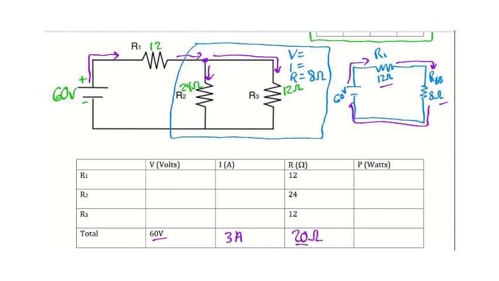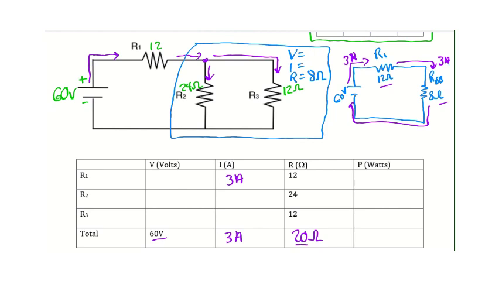So we know that all 3 amps will go now to our drawing. 3 amps comes out of the power supply. Do all 3 amps have to go through R1? They do. So the current in R1 is going to be 3 amps. Do all 3 amps have to go through our blue box? They do. So the current in our blue box is 3 amps.